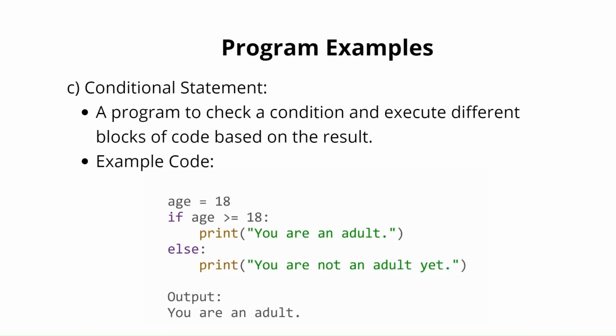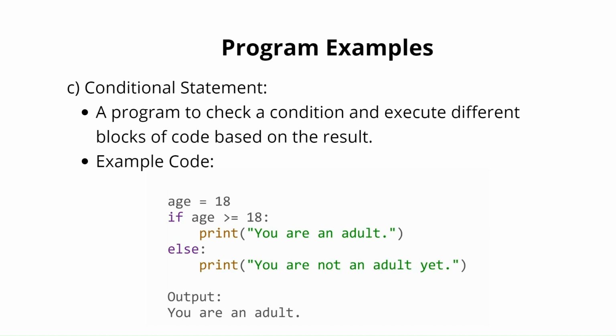Next, there is something called a conditional statement, a program to check a condition and execute different blocks of code based on the result. For example, we have given age equals 18. First we check if age is greater than or equal to 18, we print "you are an adult". If that's not the case, else we print "you are not an adult". It's a simple program. If the age is 18 or more, you print you are an adult, or else you just print you are not an adult.